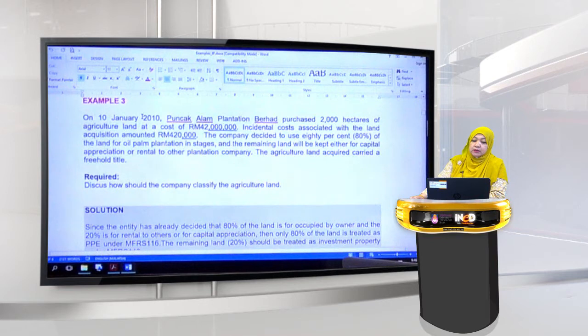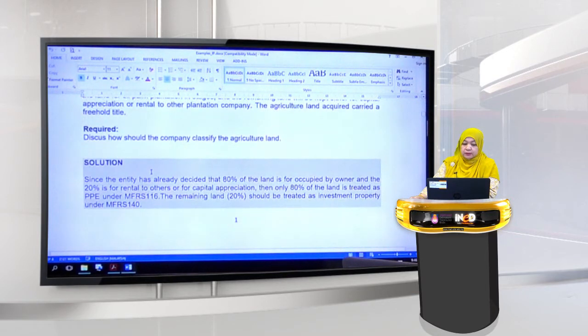Now in this example, on 10 January 2010, Puncak Alam Plantation Berhad purchased 2,000 hectares of agriculture land at a cost of 42 million. Incidental costs associated with the land acquisition amounted to 420,000. The company decided to use 80% of the land for oil palm plantation in stages, and the remaining land will be kept either for capital appreciation or rental to other plantation company. The agriculture land acquired a freehold title. Discuss how the company should classify the agriculture land.